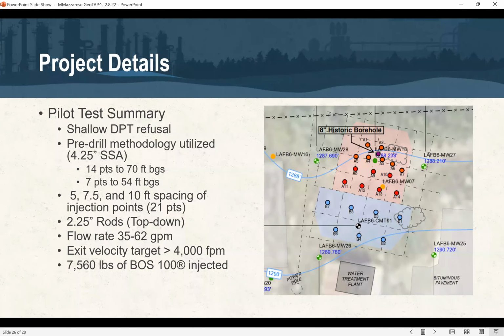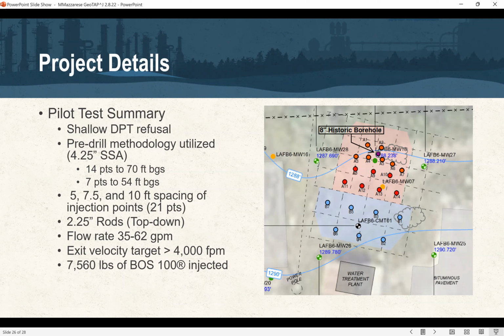We had shallow direct push refusal, so we used 4 1/4 inch solid stem augers to advance to a couple of different depths. Again, this was driven by the data collected during that RDC process. We had 14 points, the red points you see there, which went to 70 feet BGS. The blue points there, 7 points, were advanced only to 54 feet BGS.